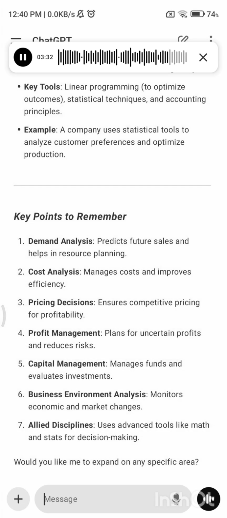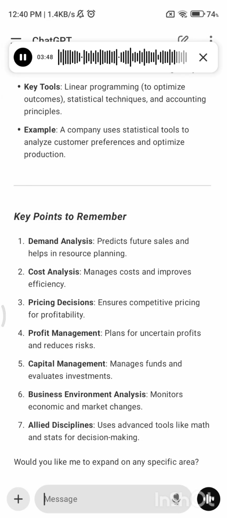Key points to remember: 1. Demand analysis predicts future sales and helps in resource planning. 2. Cost analysis manages costs and improves efficiency. 3. Pricing decisions ensures competitive pricing for profitability.